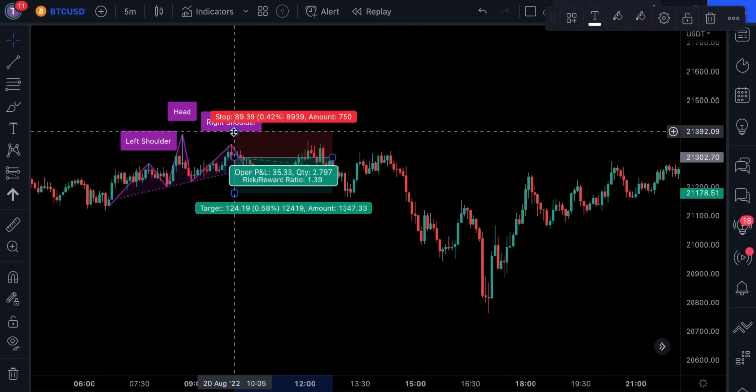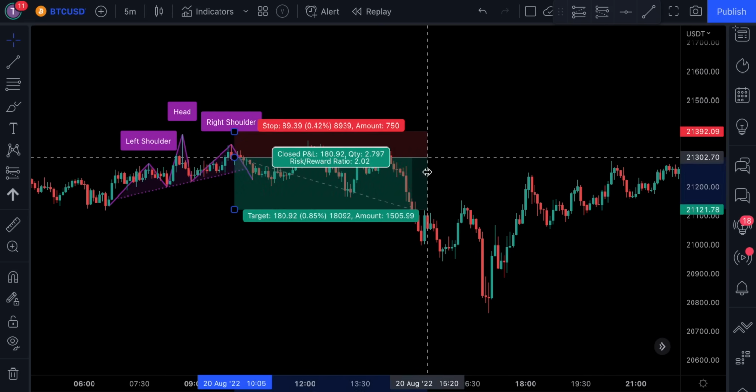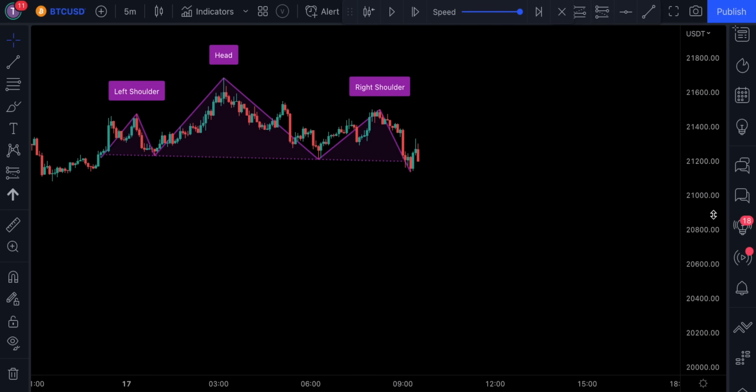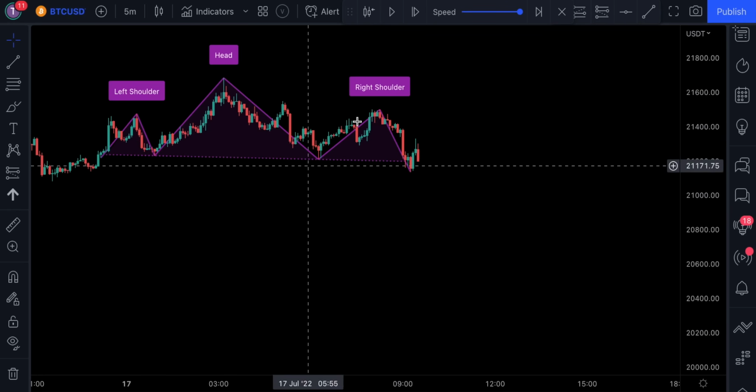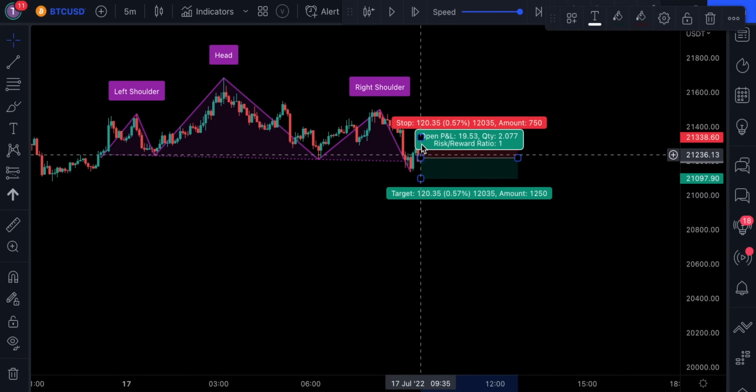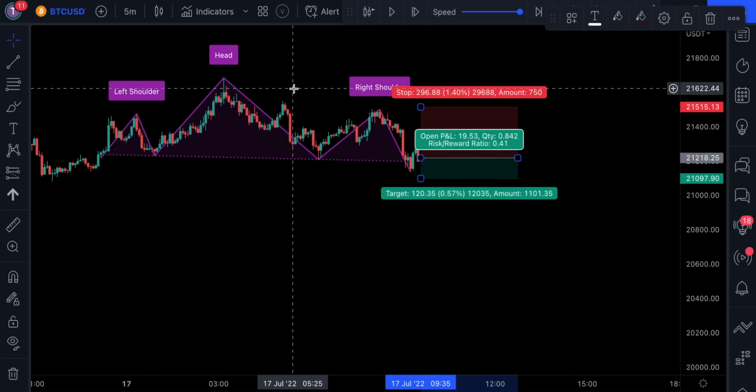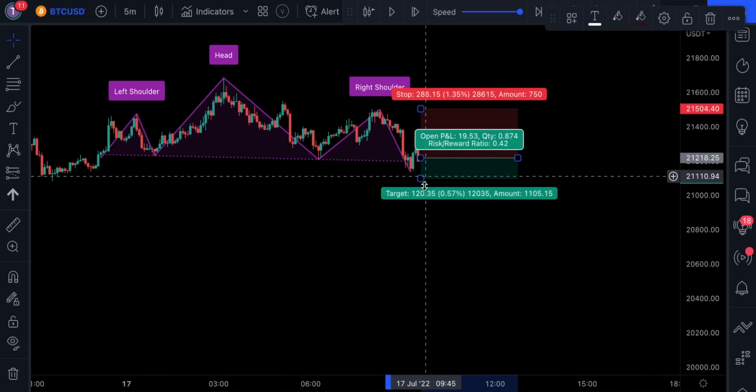And with this trading strategy, you can target 2 times the risk. Here's another example. So we see the head and shoulders pattern has been formed. You can set your stop loss at the recent swing high.